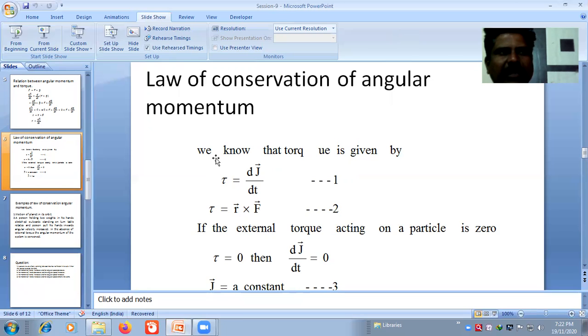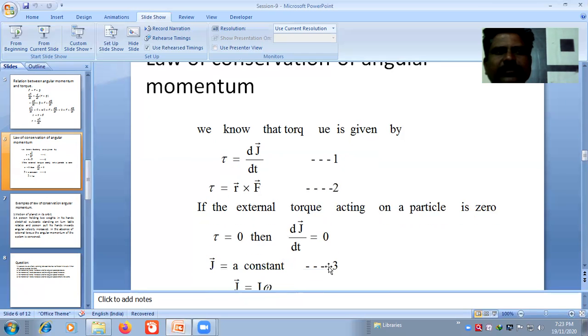So that's why, if tau equals 0, that is, if there is no external torque acting on the system, then dJ by dt equals 0. This dJ by dt is 0 only when J is a constant. The angular momentum of the particle is constant about its axis.